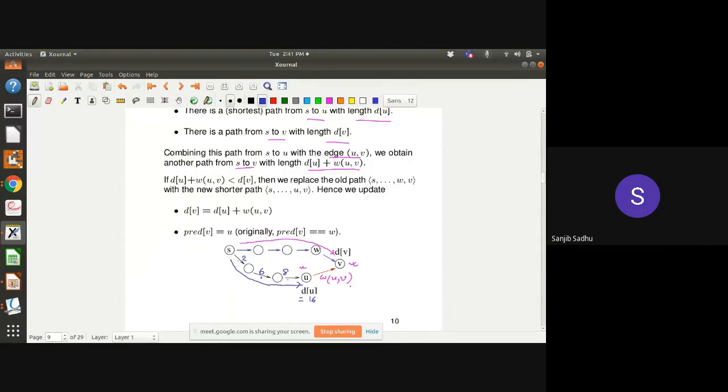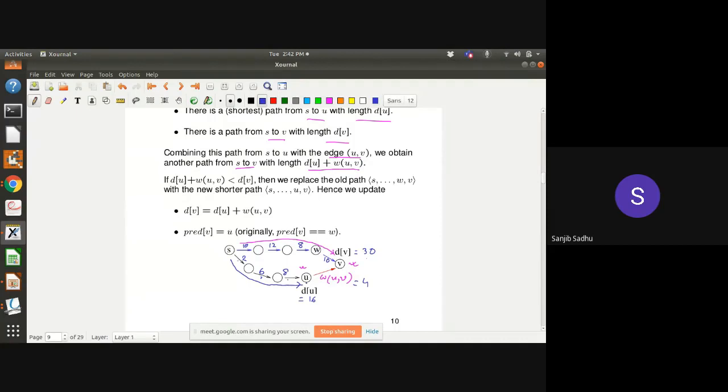Now suppose this is 4, and suppose this path length dv is already computed as 30. It may be 10, it may be 12, this is say 8, and this is 10. So this is 30. Now you see, dv is already computed.